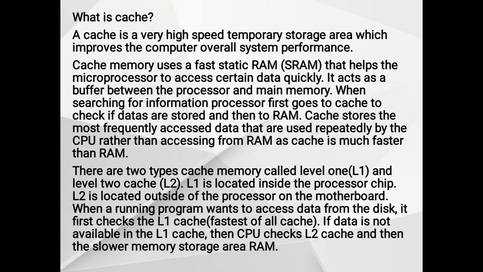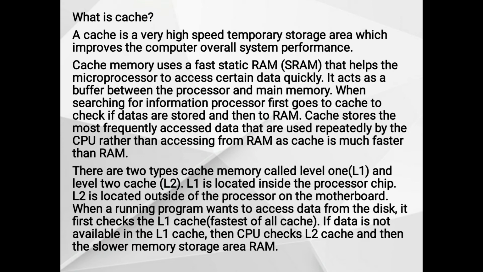When a running program wants to access data from the disk, it first checks the L1 cache, because L1 cache is the fastest of all the cache memory. If the data is not found there, then the microprocessor goes from the L1 cache to the L2 cache. And if it is not found there either, then finally it will go to the slower memory storage area, that is the RAM.